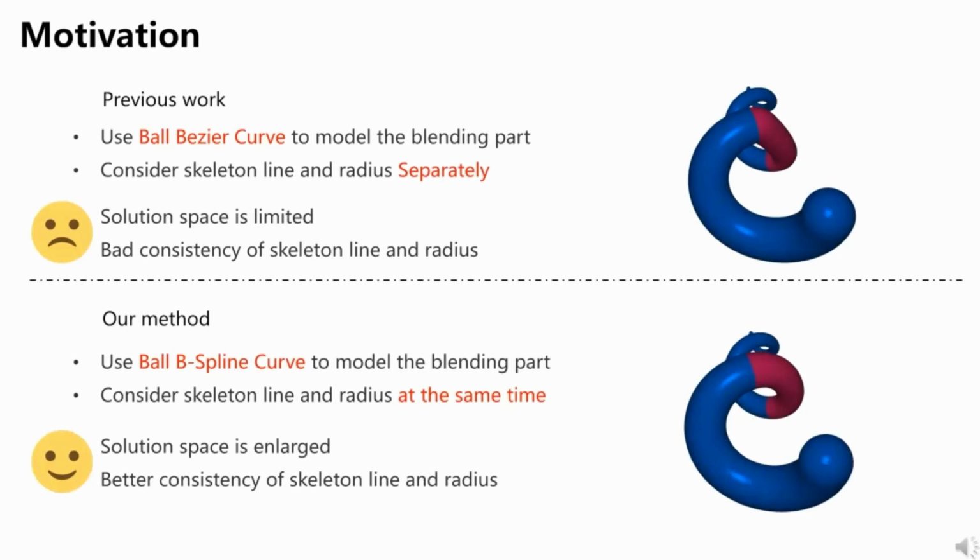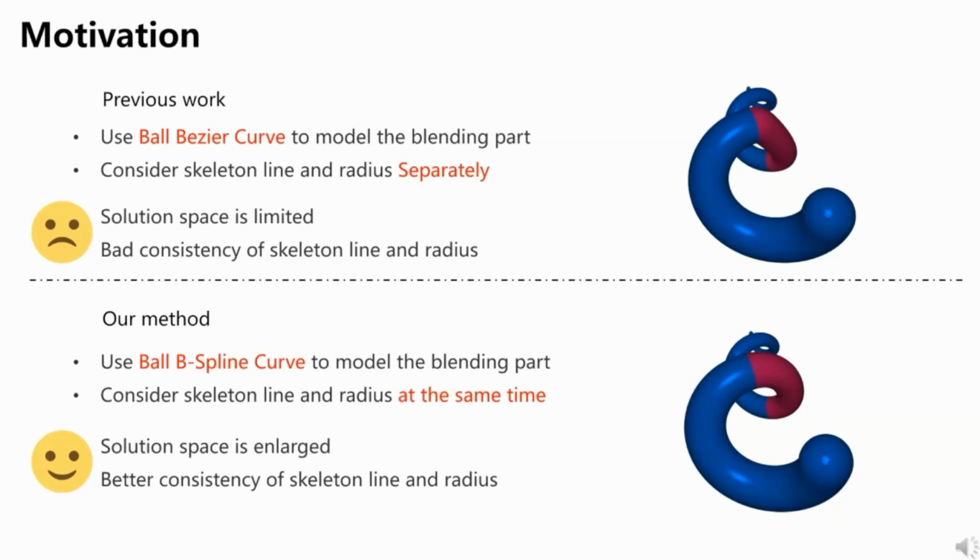However, this has disadvantages. Firstly, the solution space for the blending part is relatively small due to the Bezier curve expression ability being low. And the smoothness of the obtained blending curve is naturally poor. In addition, since the skeleton line and the radius are considered separately, their consistency will be maintained less well.